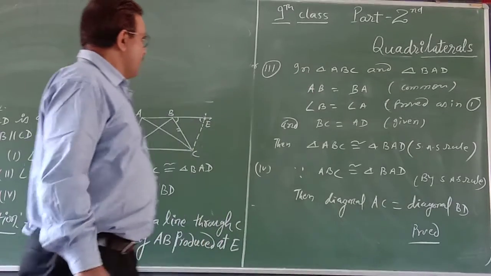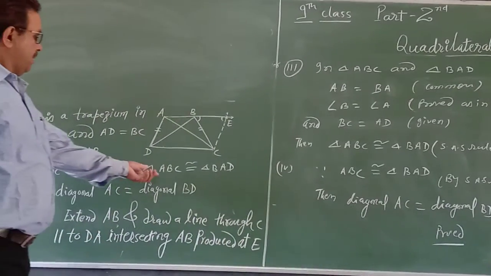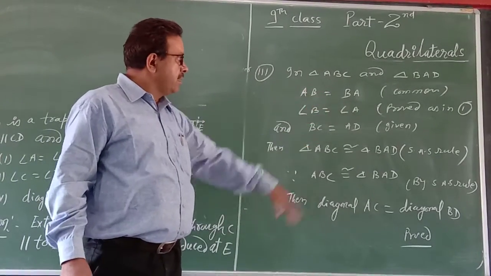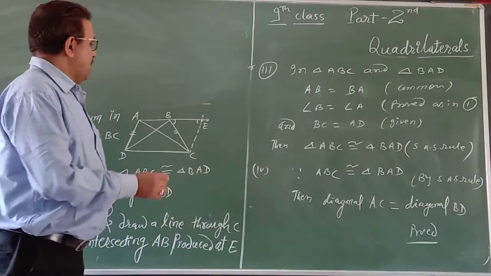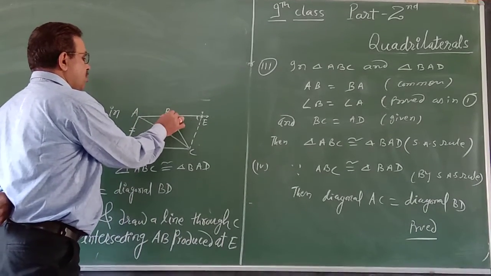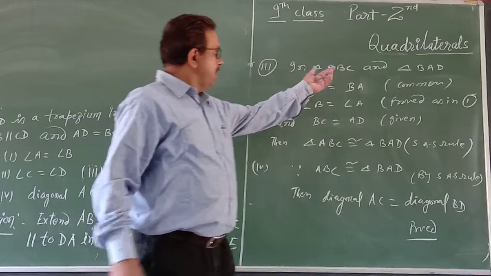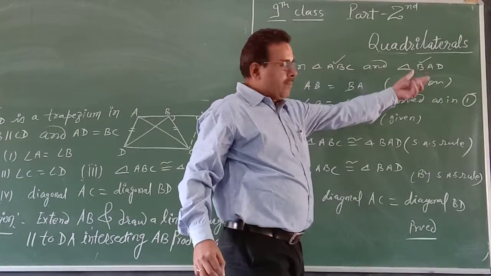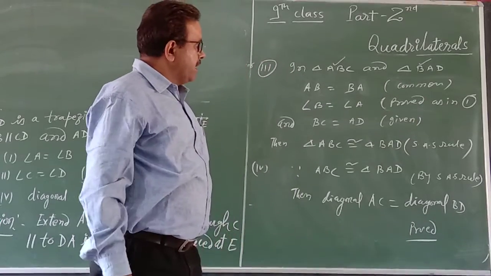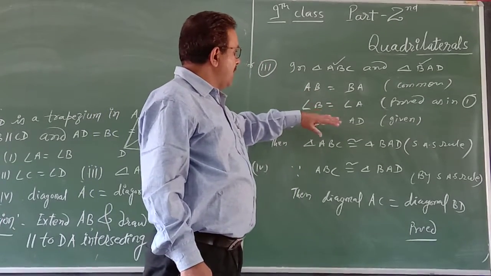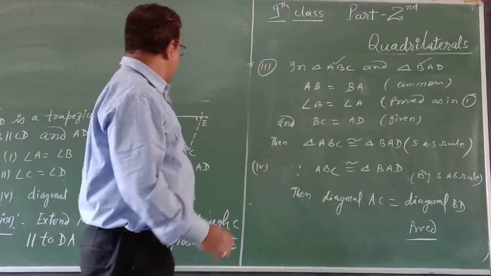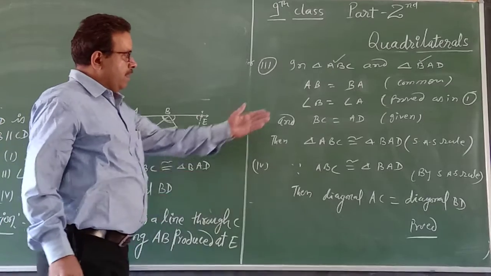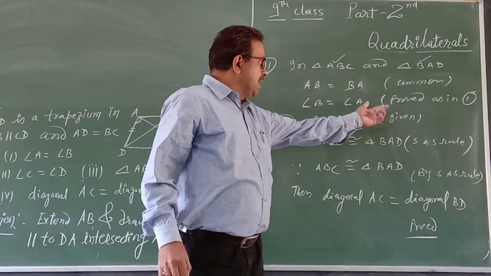For the third result, we have taken triangle ABC and triangle BAD. See here, AB is equal to BA. Already it is common in both triangles, AB is equal to BA. As we write the result in brackets, it is common. And the second result, which we already have here, angle B is equal to angle A, put as the first result.